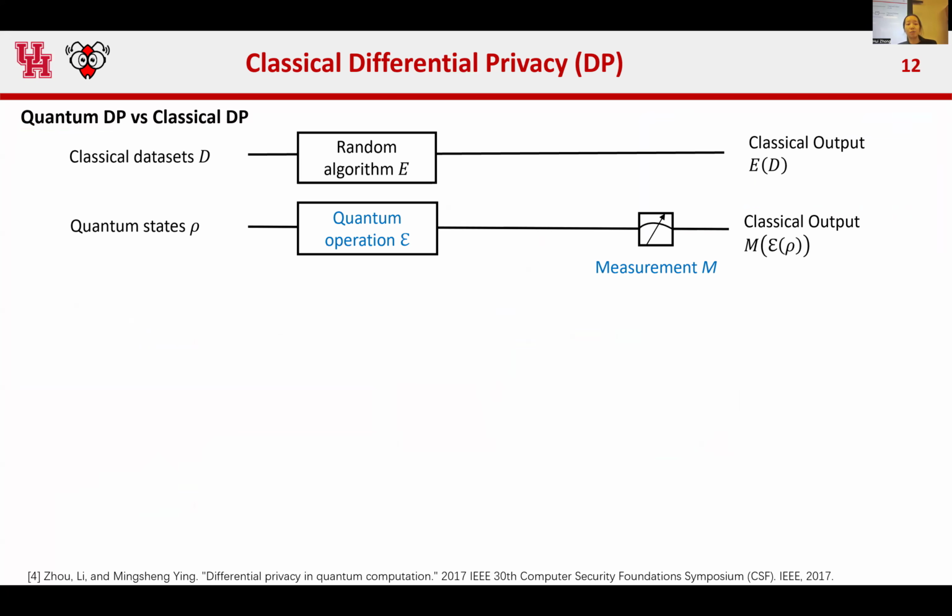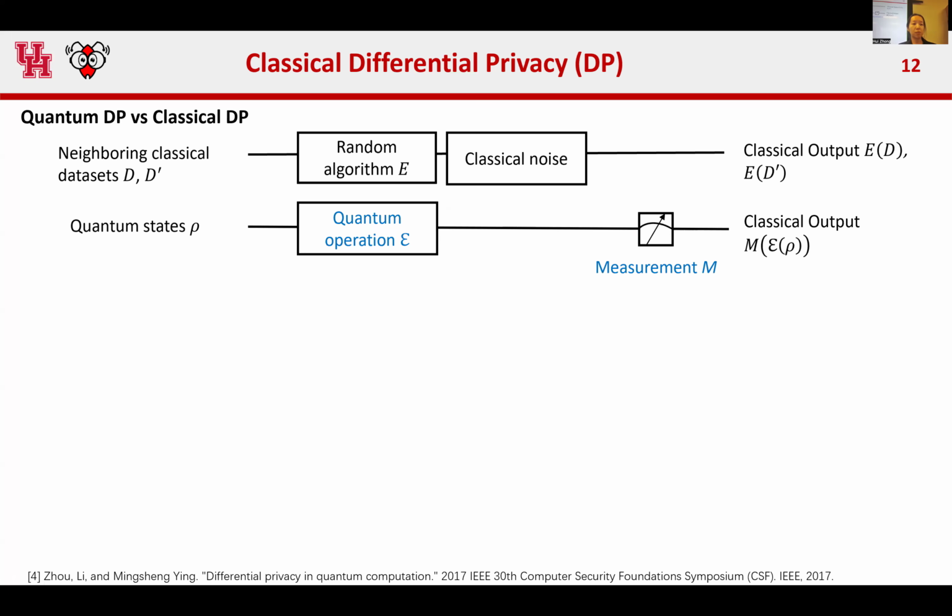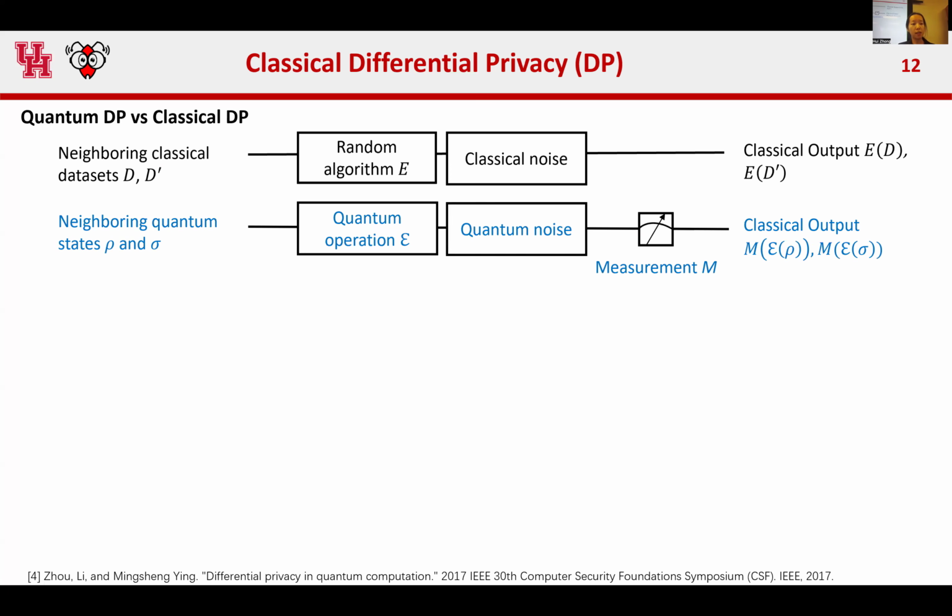So how about quantum differential privacy? For classical DP, neighboring classical data sets pass through a random algorithm, we add classical noise, and then we get two similar classical outputs. The quantum version is similar. The input will be two neighboring quantum states, rho and sigma, and we pass them through the quantum operation big E. Then we add quantum noise, and with the measurement, we finally get a classical output.